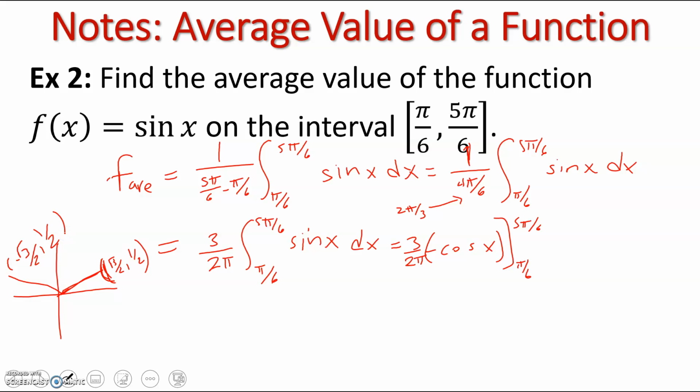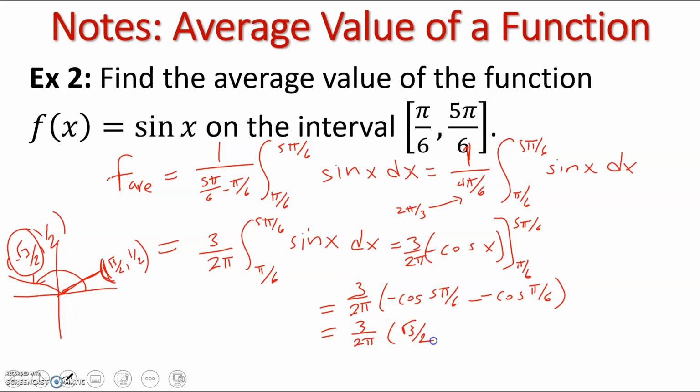And so we have here 3 over 2 pi, negative cosine of 5 pi over 6, minus a negative cosine of pi over 6, which becomes 3 over 2 pi. And then negative cosine of 5 pi over 6. Cosine of 5 pi over 6 is here. It's our x value. But it's a negative cosine 5 pi over 6, so it's a negative root 3 over 2, or just root 3 over 2.